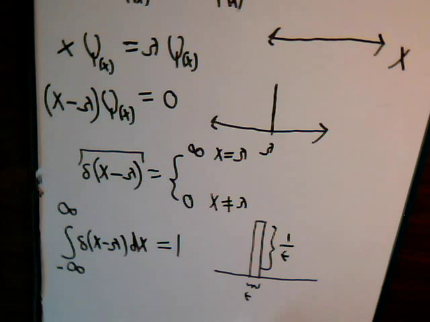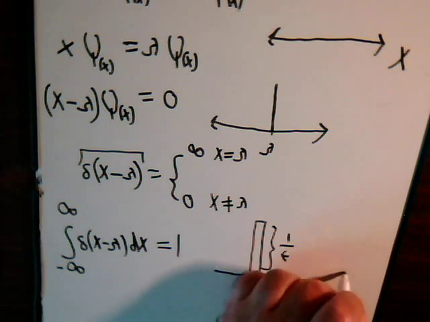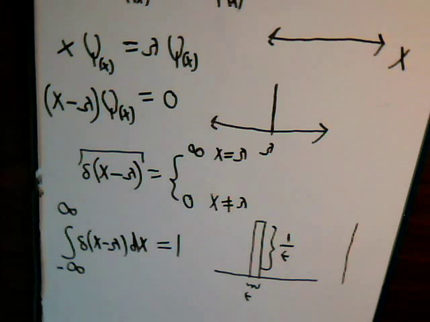Then clearly its area is 1, and then as this gets smaller and smaller, 1 over epsilon gets bigger and bigger, so we could imagine that as the width here becomes 0, you would have a spike, and the area of that spike would be 1, just magnitude 1.